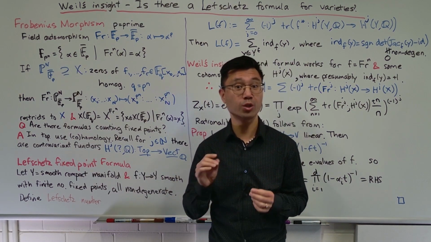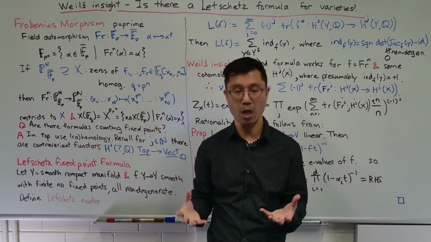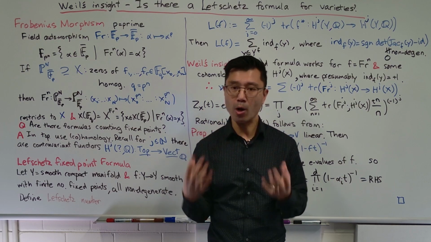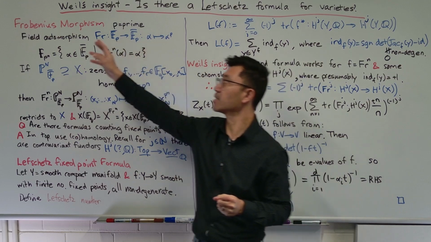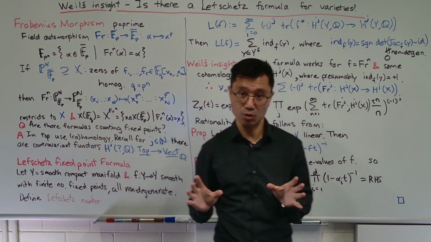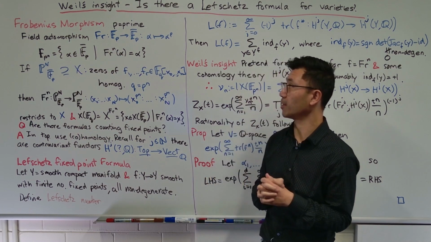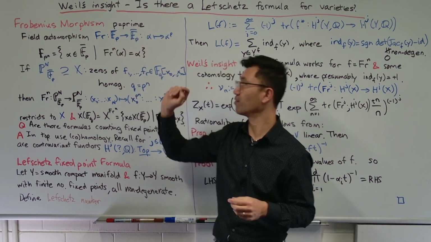In this video, I want to tell you about Weil's insight, where he linked the notion of topology with the problem of counting points over finite fields. And the key to this is the Frobenius morphism. If this is something that's not familiar to you, you might want to have a look at my video on finite fields via Galois theory. But here's a quick summary of what we need to know for this video.